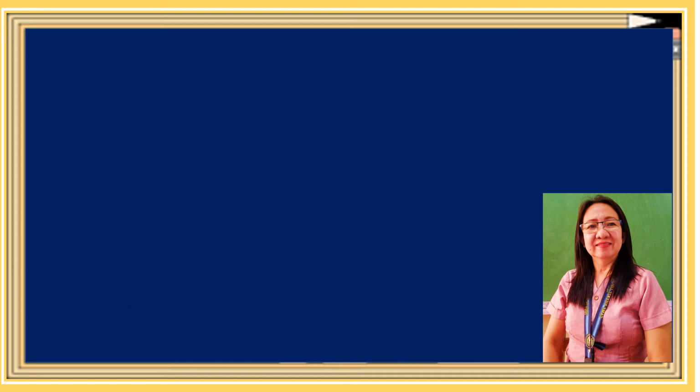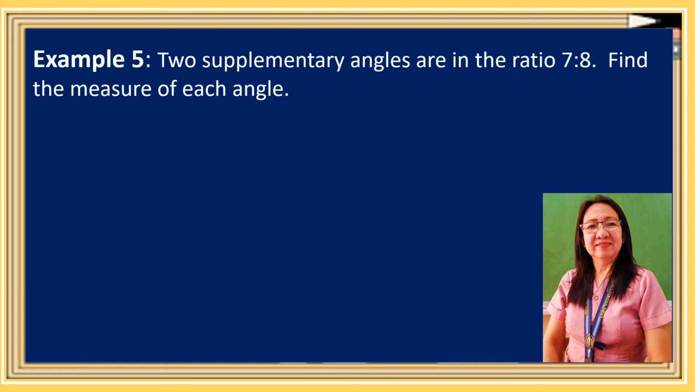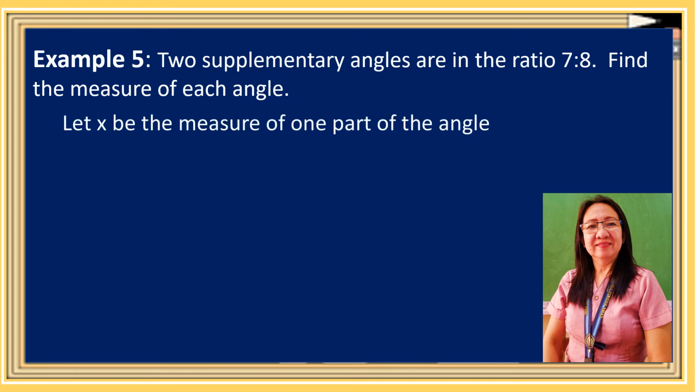Now let us see how you will apply the process of solving ratio and proportion in the following problems. Let us see example number 5. Two supplementary angles are in the ratio 7 to 8. Find the measure of each angle. So let us represent x as the measure of one part of the angle. So in the problem, the ratio is 7 to 8.